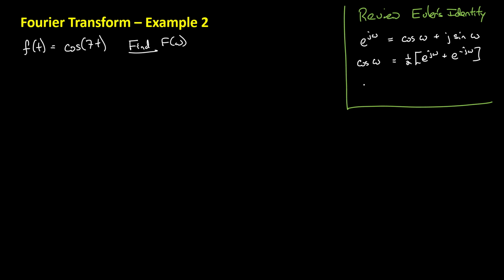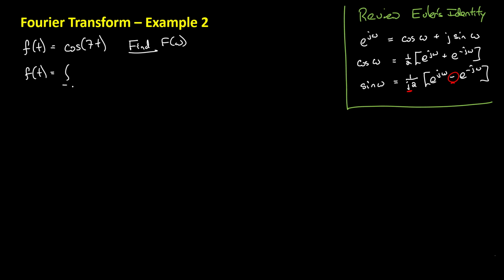Similarly, we can solve for sine of omega, which is equal to 1 over j2 times e to the j omega minus e to the minus j omega. So as you're copying this down, don't forget that there's a j that appears here, and it's a minus that appears over there.